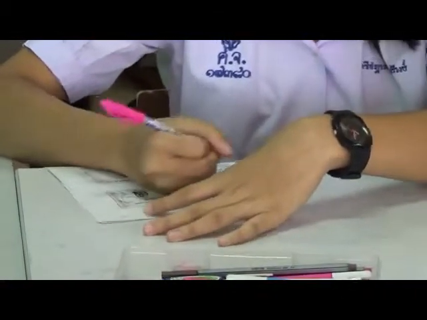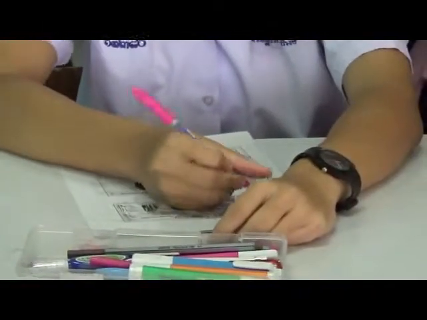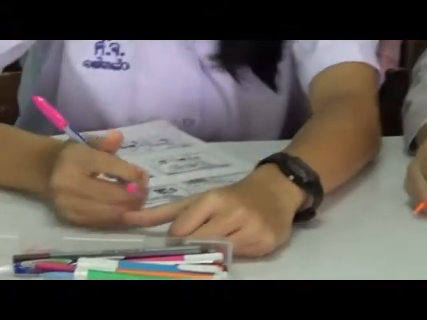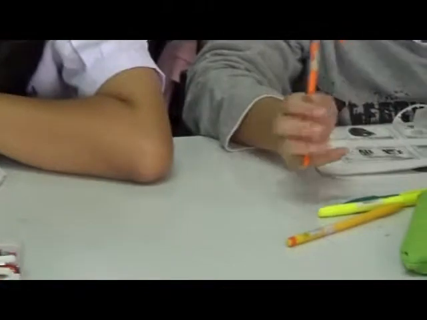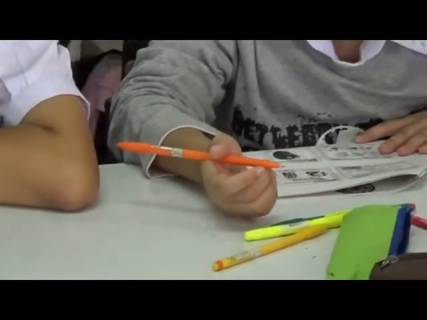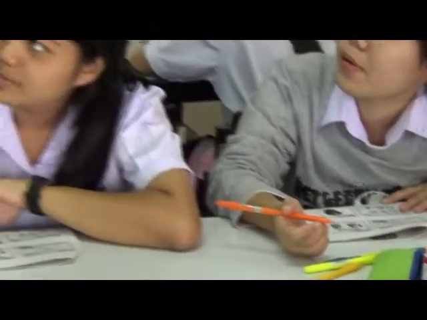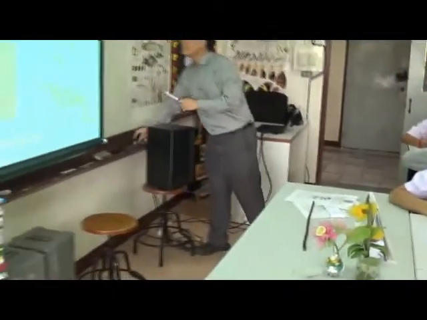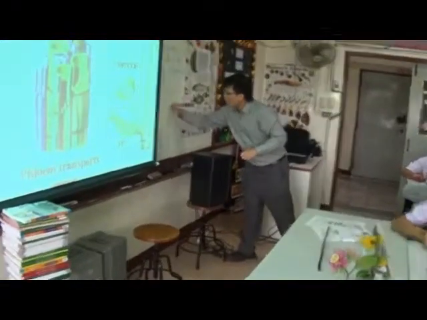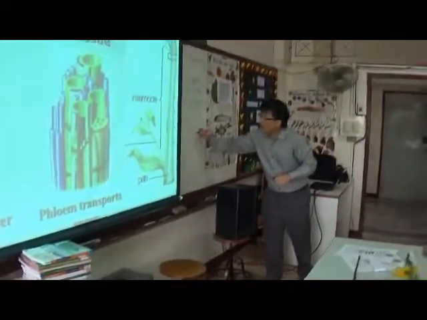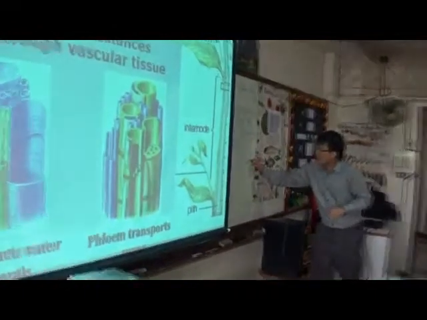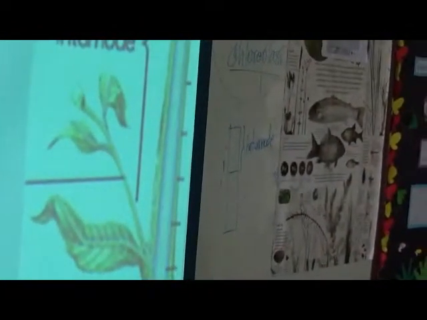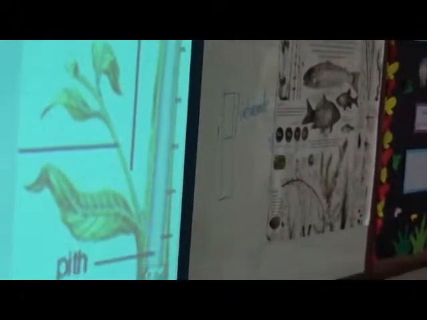Okay, stem. Stem has a function. Stem has node and internode. That's the parts of the stem, node and internode. Okay. Which is the node or internode? Internode. Okay, that's the internode. You can write the picture in your sheet. This is called internode.